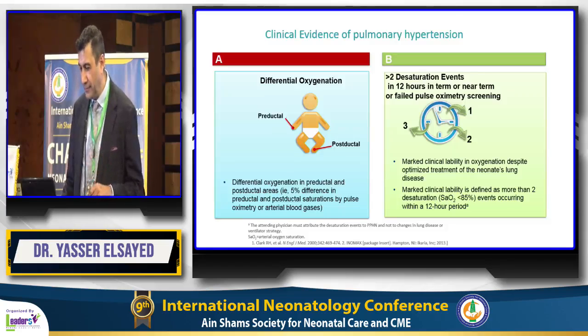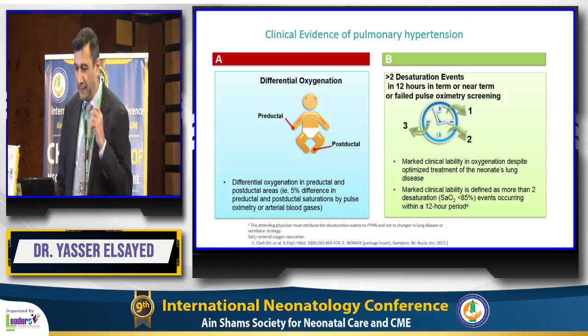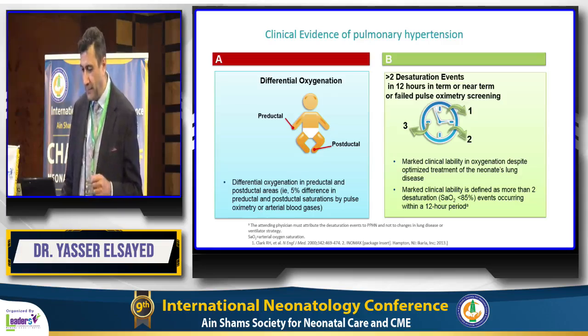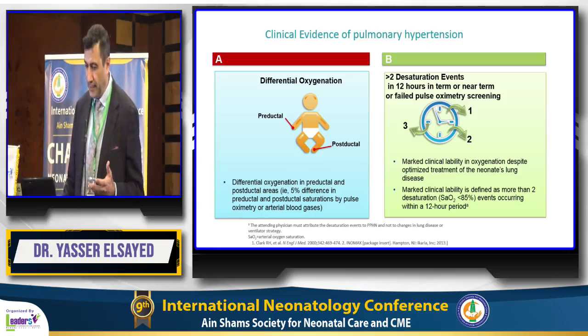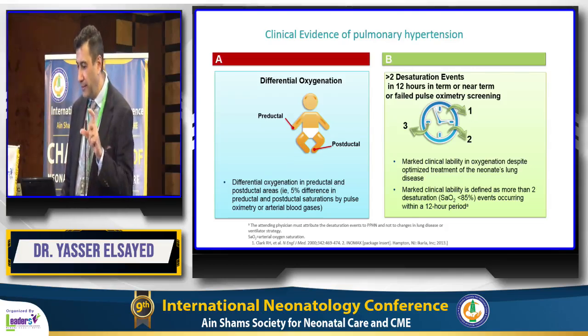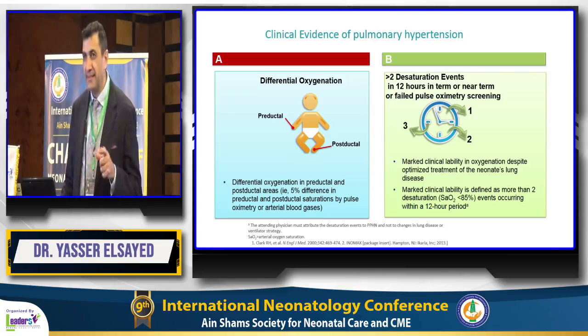So clinical evaluation should not be used alone. In clinical evidence of pulmonary hypertension, there are 2 things. Differential oxygenation pre-ductal and post-ductal, where a difference of more than 5 is significant, but there is a limitation of that, because you may have an infant without PDA, then you may not have the difference, although the pulmonary hypertension might be high. Or if you have more than 2 unexplained desaturations within a 12 hour period in a term infant.